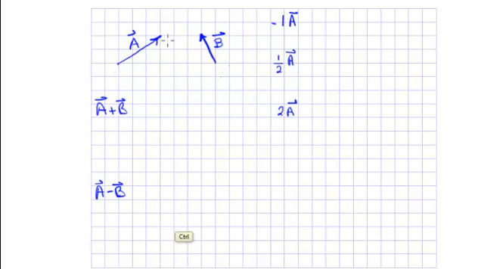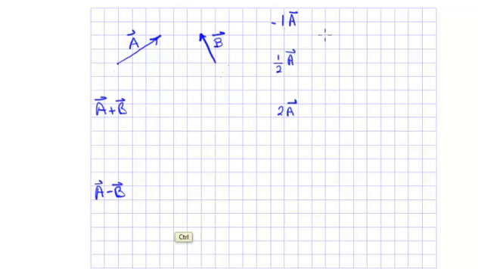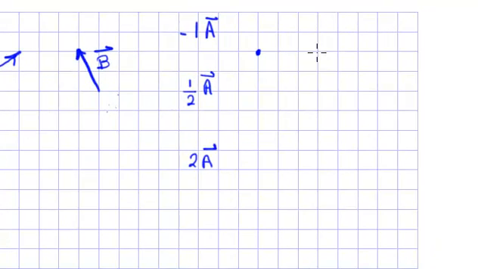Minus 1A is the vector that is anti-parallel to A. I can see this vector goes over 3 and up 2, but instead of drawing the vector from here to here, I draw it in the opposite direction. That is minus A. Also written as minus A.